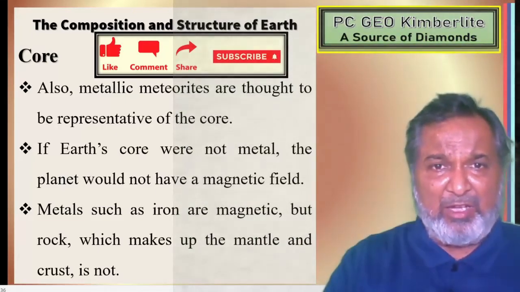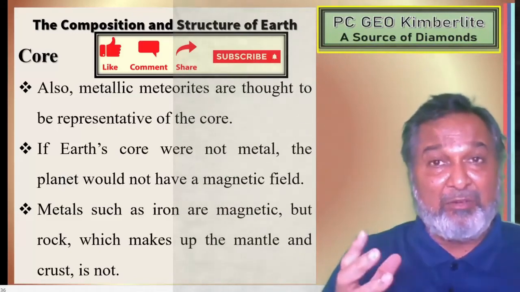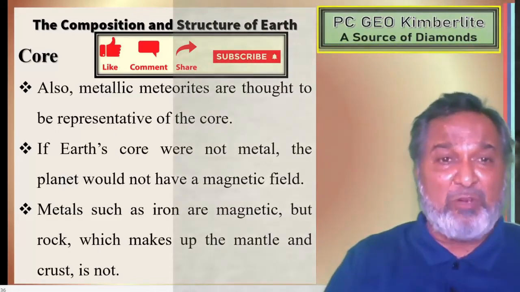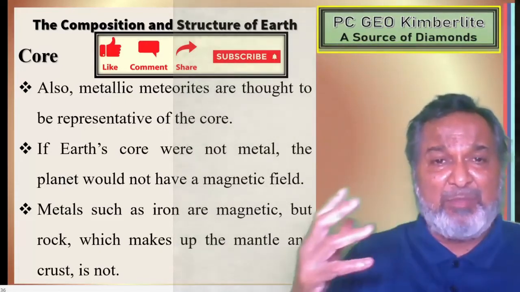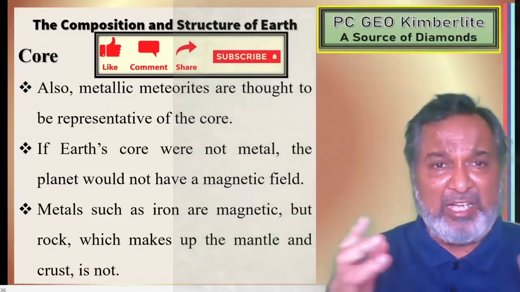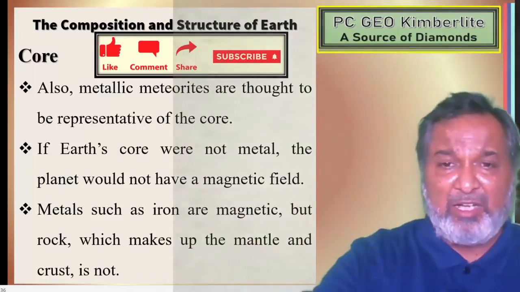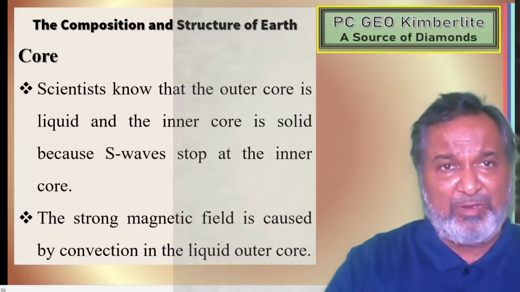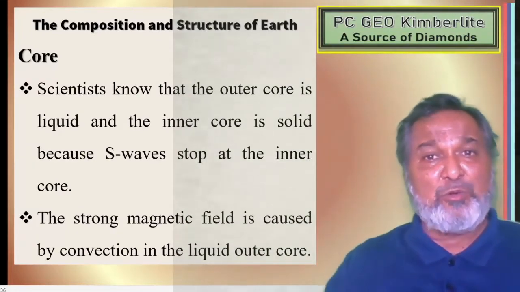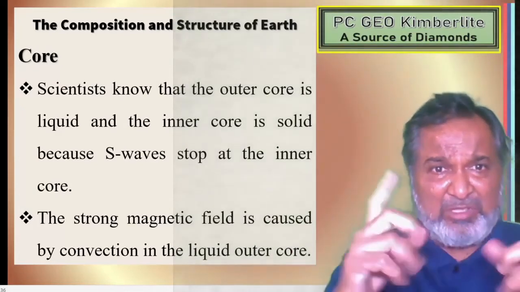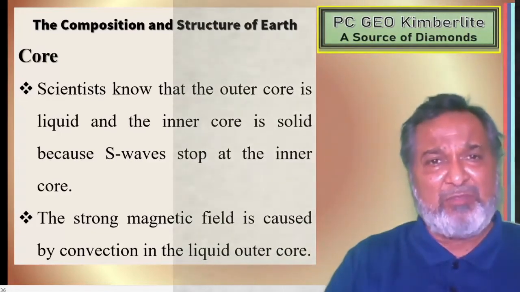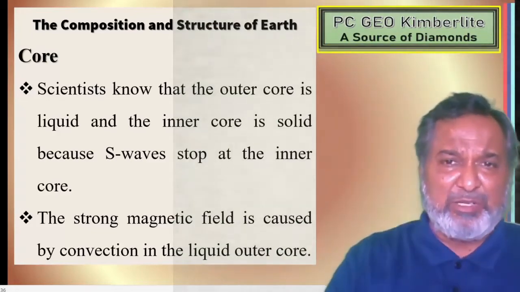Assume now that Earth's core were not metal; then what would happen? The planet would not have a magnetic field. Metals such as iron are magnetic, but the rocks that make up the mantle and the crust are not. Scientists know that the outer core is liquid and the inner core is solid. Why? Because the S wave stops at the inner core, and everyone has seen that the S wave stops there.